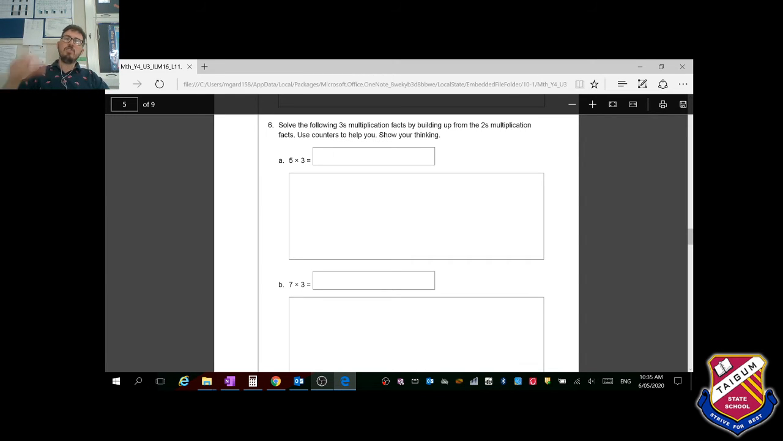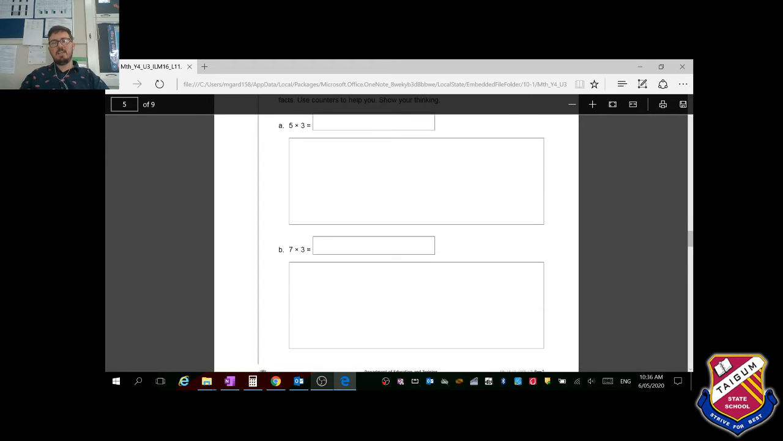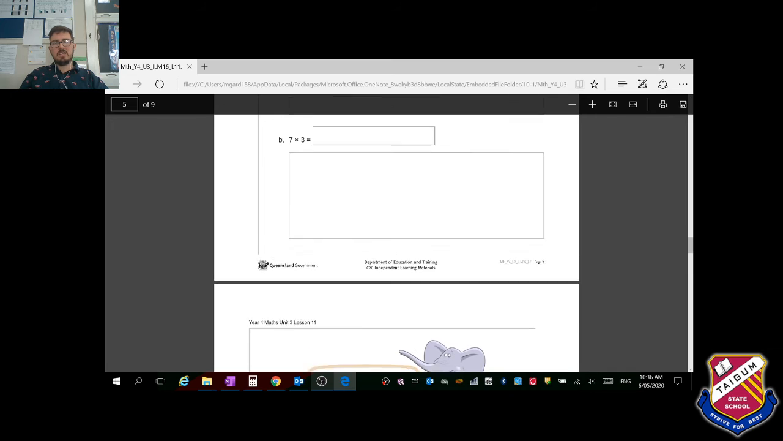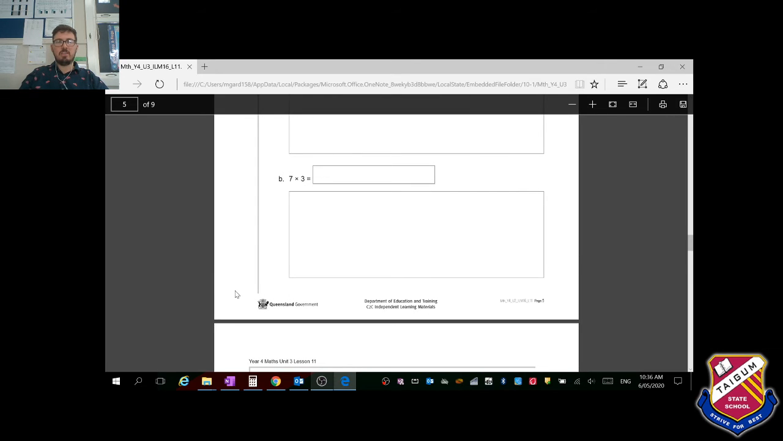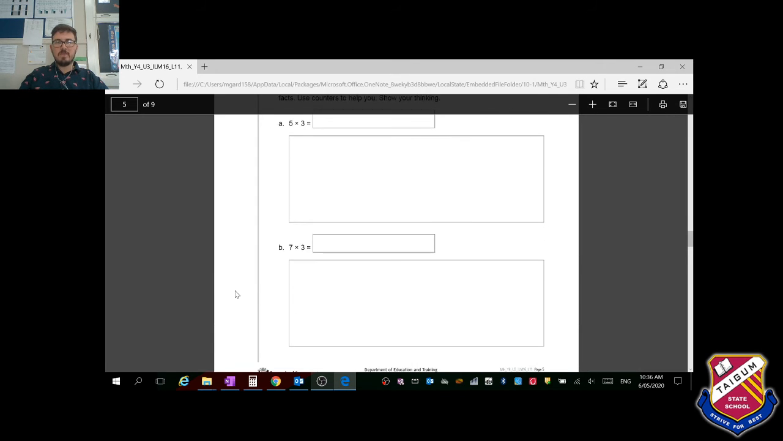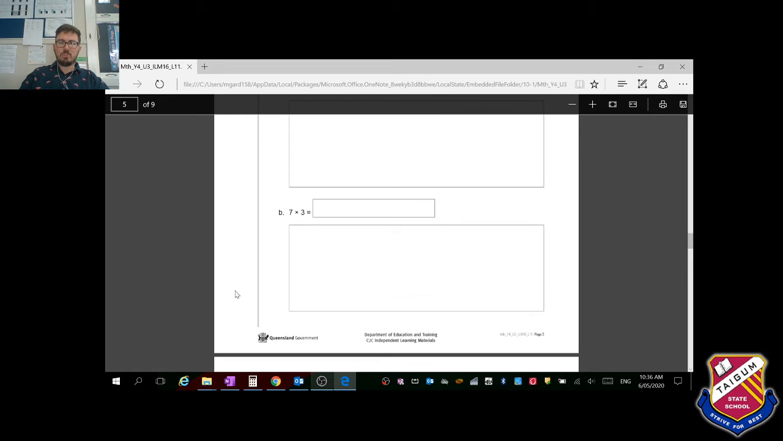So if you answered those questions in 6 and you didn't really show your thinking, you need to pause the video, have a look at that, use that to show your thinking, and then answer those, or answer B, sorry, there's only 2 there. So pause the video, check over them, and make sure you're happy with them.